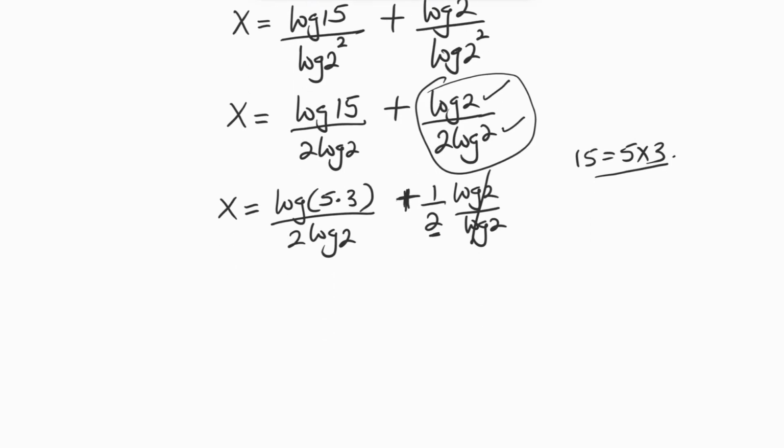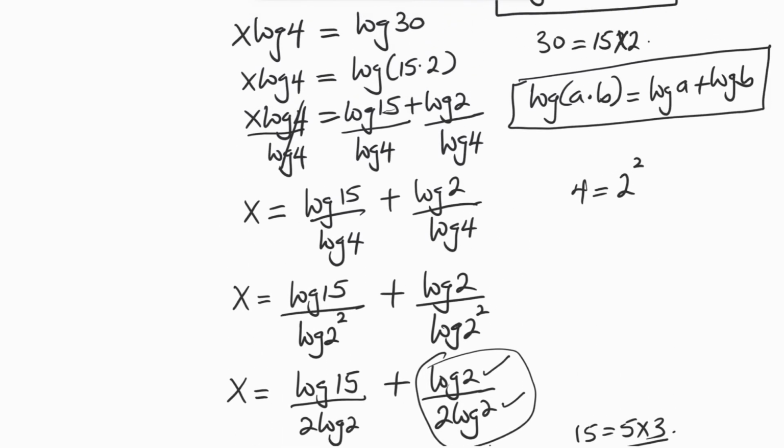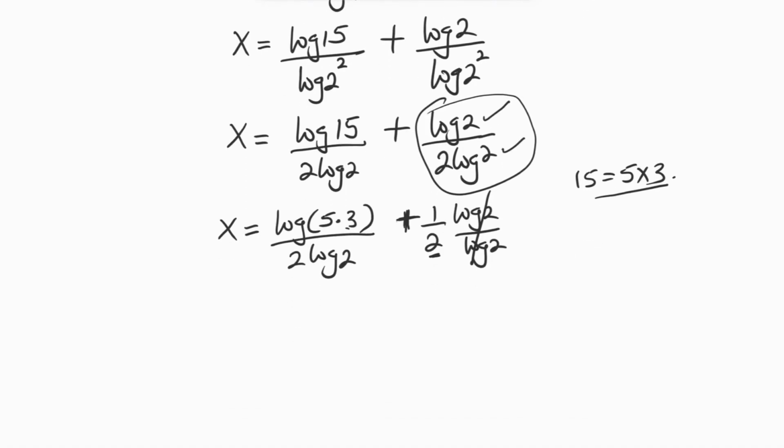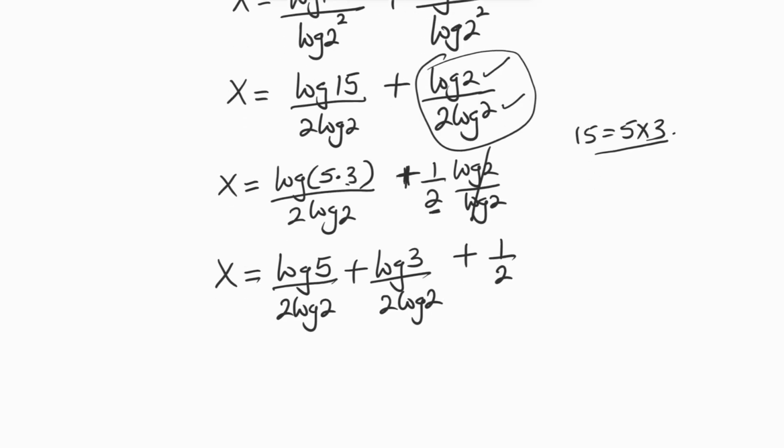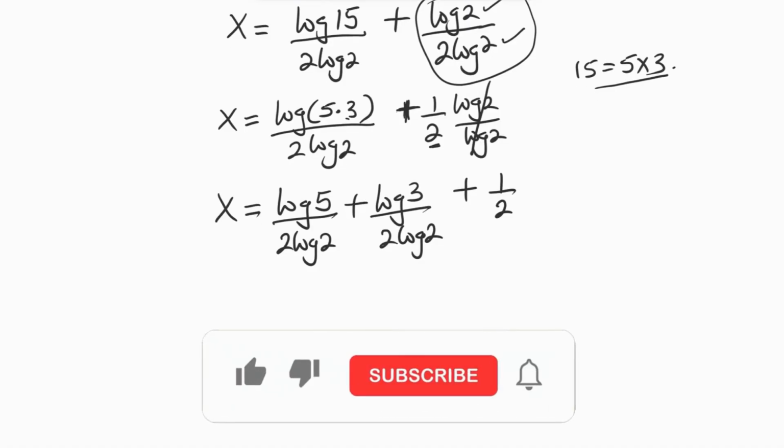So let's rewrite log of 5 times 3 according to our rule 2. So now we have log of 5 divided by 2 log 2 plus log of 3 divided by 2 log 2 plus half.